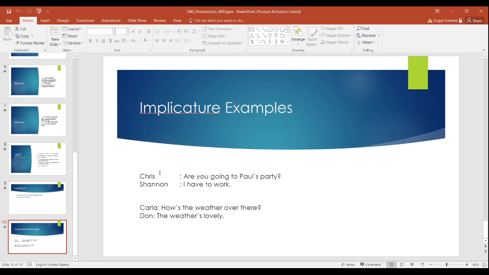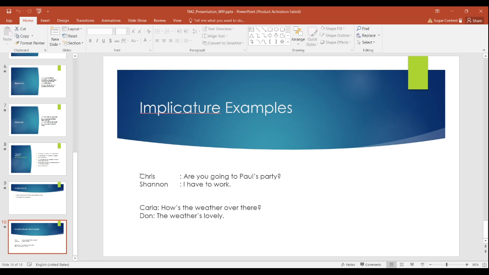As you can see in the example here, there is a conversation between Chris and Shannon. Chris asks Shannon, "Are you going to Paul's party?" Shannon replied with, "I have to work." Shannon meant that she is not going to Paul's party by saying she has to work. She did not say that she's not going to Paul's party. So this is one of the examples.